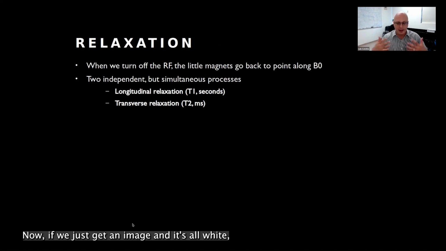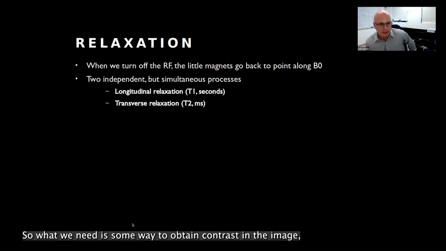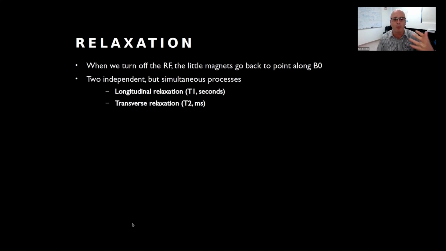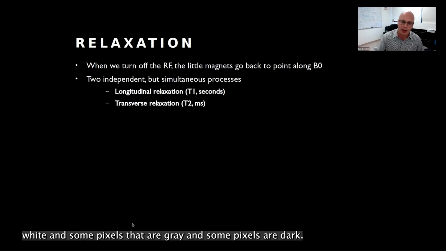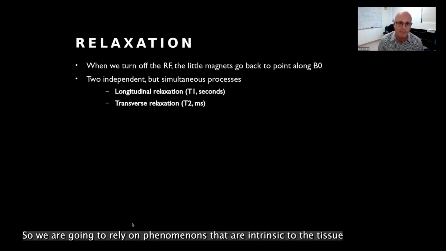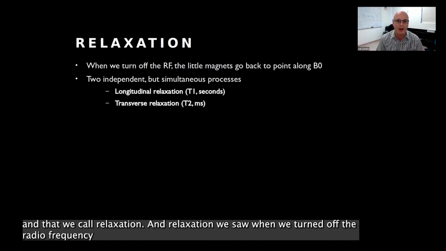Now, if we just get an image and it's all white, that's pretty boring, right? And if it's all black, it's even worse. So what we need is some way to obtain contrast in the image so that we have some pixels that are bright white and some pixels that are gray and some pixels that are dark. So we are going to rely on phenomena that are intrinsic to the tissue that we call relaxation.